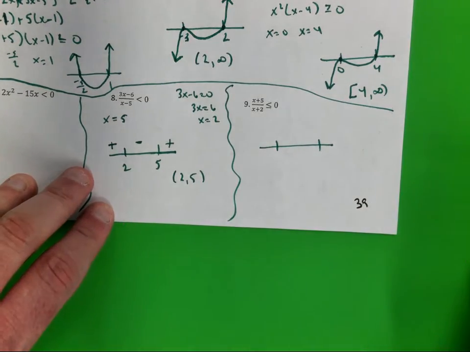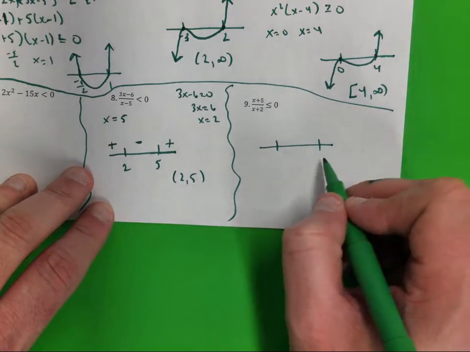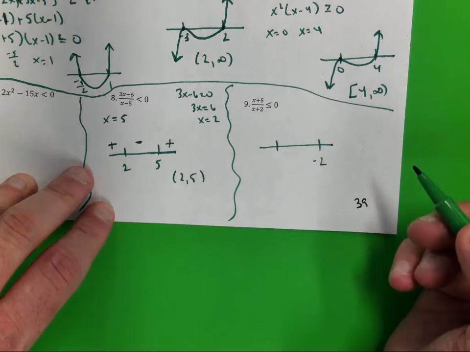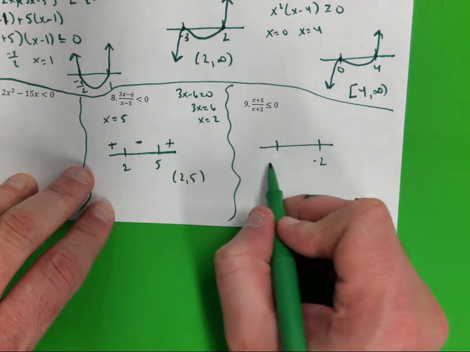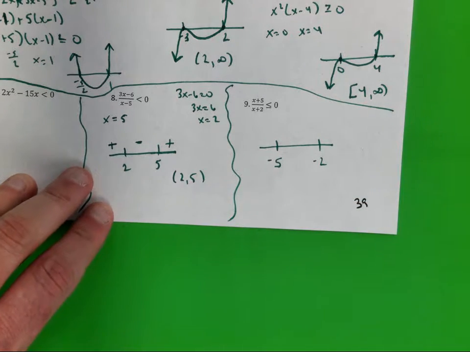Set the denominator equal to 0. What do you get? You need another number, so you set the numerator. So that's going to be what? -5.